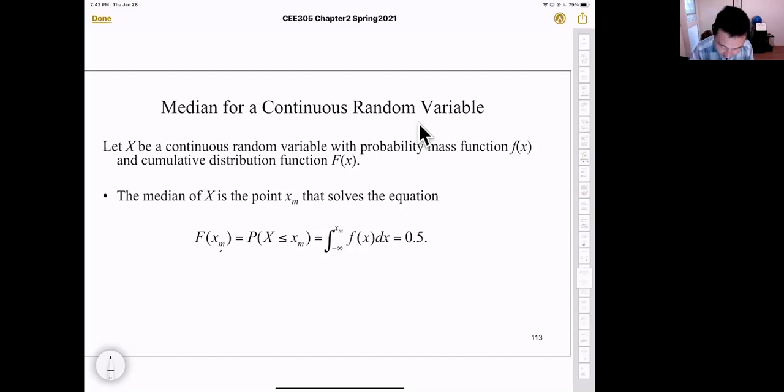For comparison, the mean value mu x is the integral of x times fx dx. But for the median, that's resolved by this equation, when the probability is equal to 50%, the integral of fx dx.